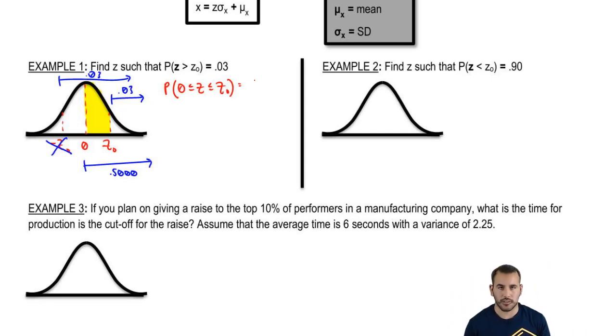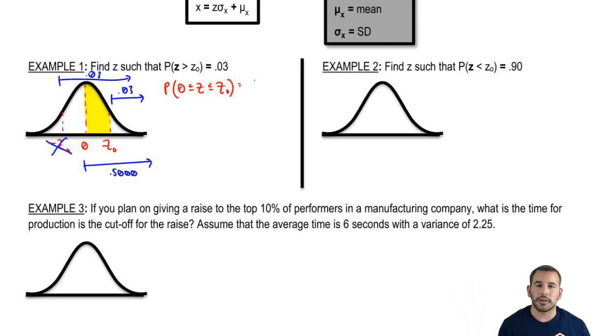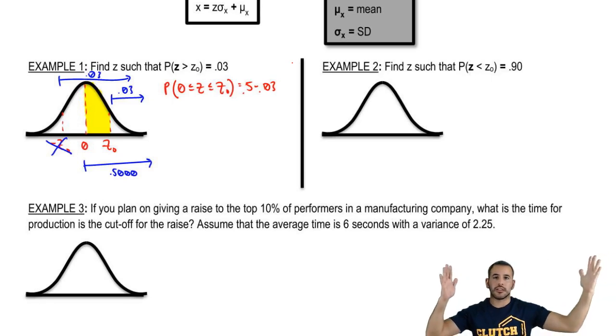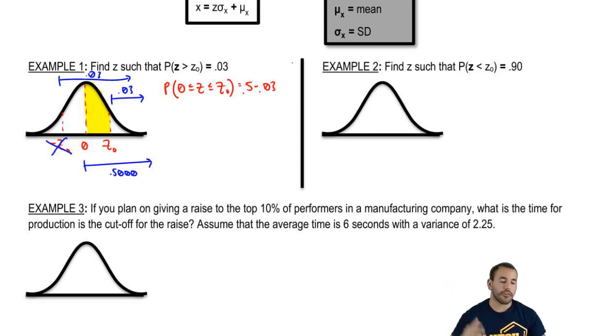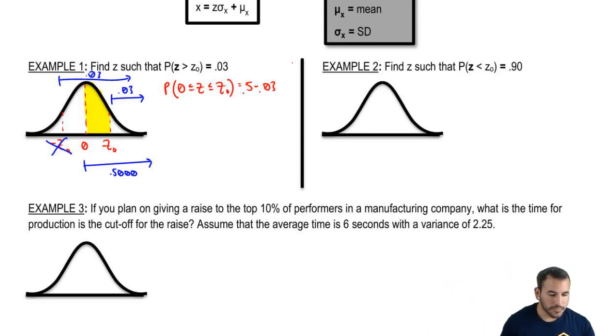My Z is between 0 and this Z that I don't really know yet. That's why you call it Z0, because you don't really know it, but it's just a number. It's not really any variable. So the probability from 0 to Z is basically 0.5 minus 0.03. Does that make sense? Because 50% is the whole thing, and 0.03 is the chunk on the right. So from 0 to Z is 0.47. That's what we get for that.